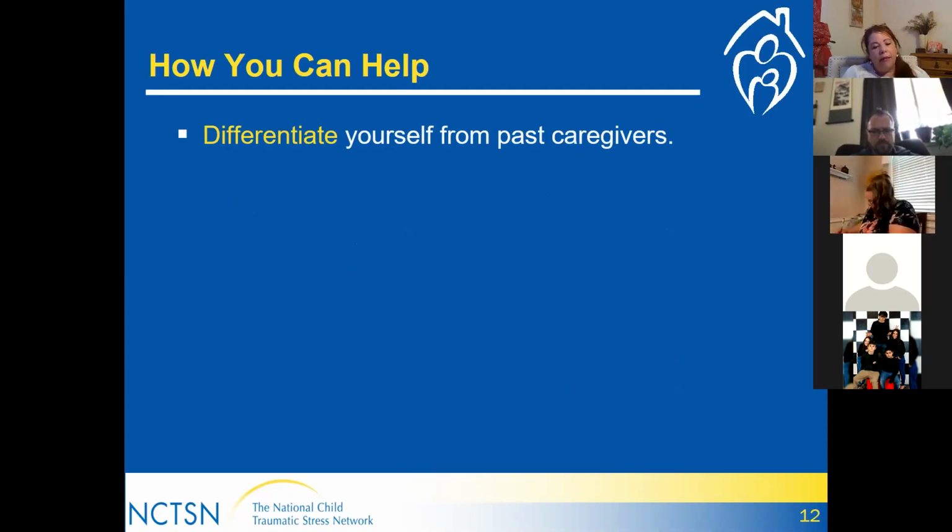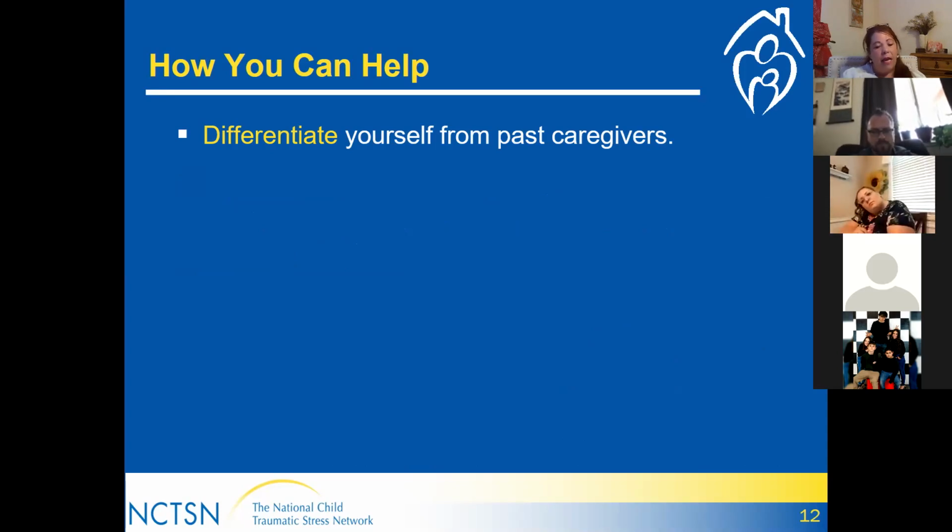So how can you help? And now we're kind of getting into the meat of this. This is how things can be different, what you can do in your home that can really help the children heal from the trauma. So, differentiate yourself from past caregivers. Make that difference.